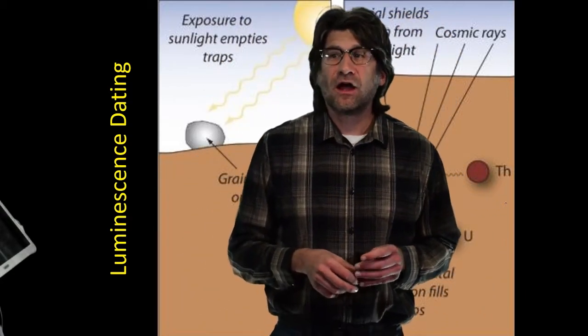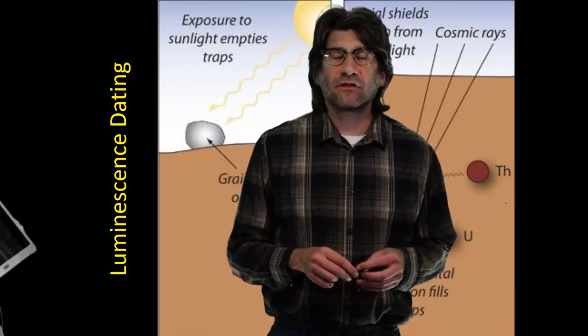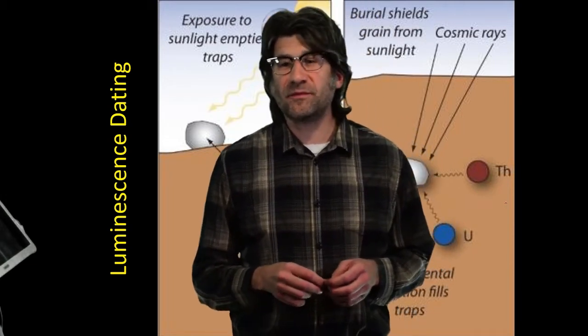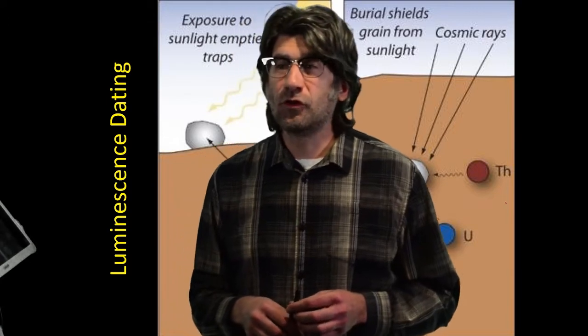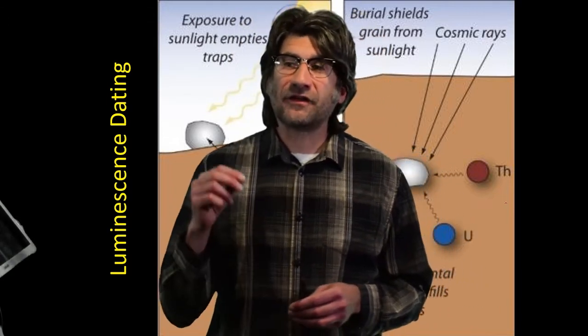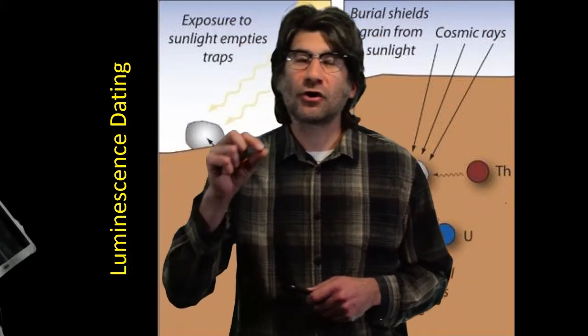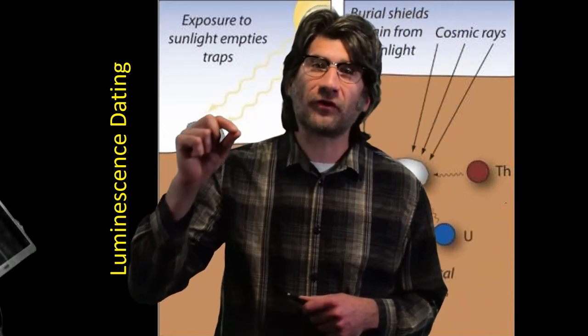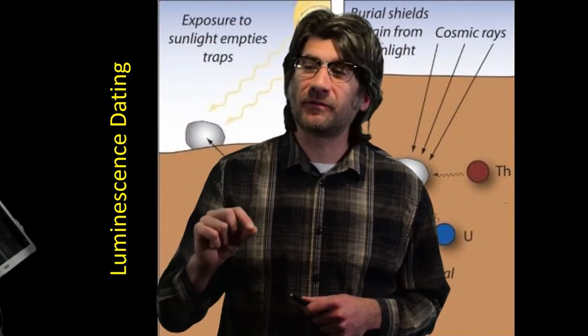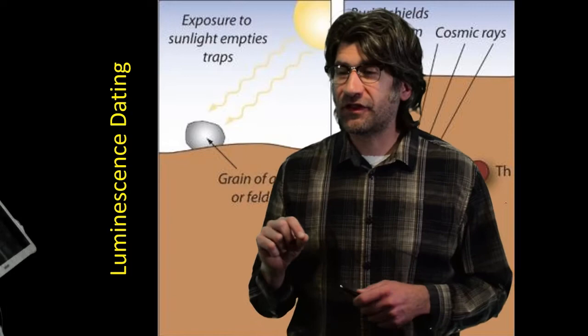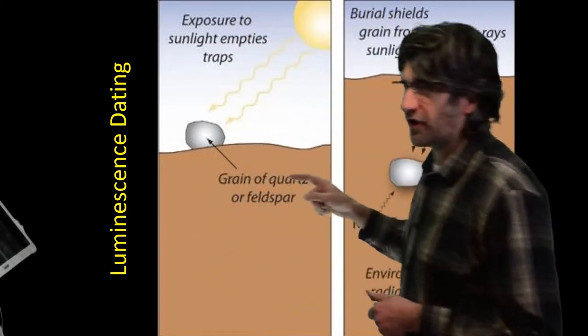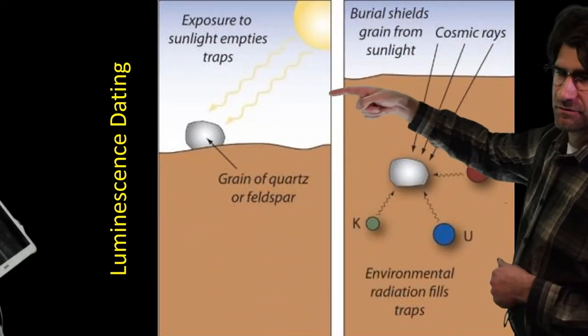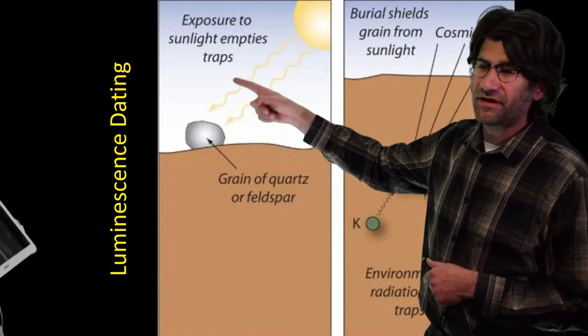Luminescence dating. Another term you might have heard is optically stimulated luminescence. So luminescence dating is a way that we can determine how long grains of quartz or feldspar have been buried from the surface. So how does this work? Well, we start with a beautiful quartz grain here, a beautiful quartz grain that's sitting at the surface.